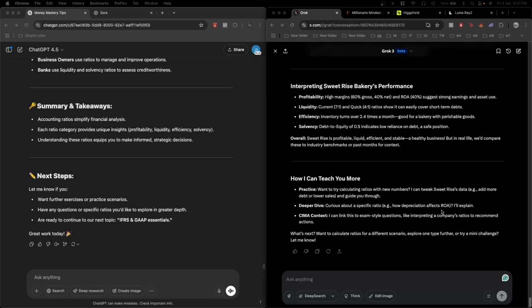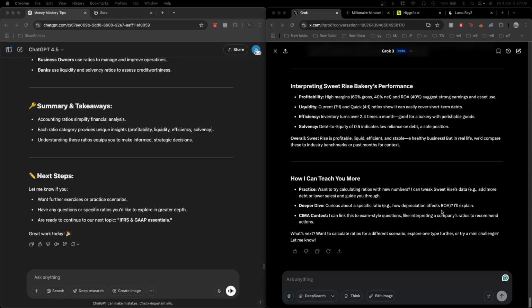So once again, Grok also has a few more things that it can teach us. So it breaks it down into a practice, deeper dive, or CIMA context. So in practice, it says, want to try calculating ratios with new numbers? I can tweak Sweet Rice's data, for example, add more debt or lower sales, and guide you through.